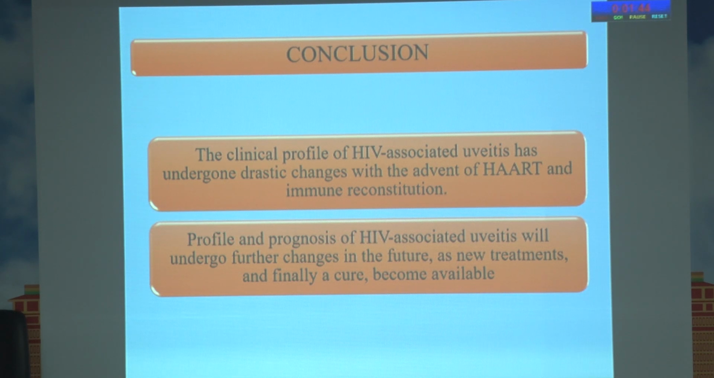So to conclude, the clinical profile of HIV-associated uveitis has undergone a drastic change with the advent of antiretroviral therapy and immune reconstitution. The profile and prognosis of HIV-associated uveitis will undergo further changes in the future as new treatments and finally a cure become available.